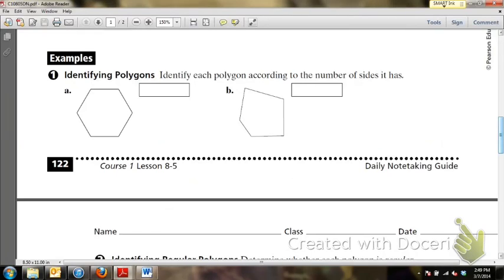Okay, in these first examples here, we're just going to name each polygon based on the number of sides. I like to mark the sides so I know which ones I've already counted. I'm not marking them that they're the same length, I'm just sort of crossing them off so I know which ones I've already counted. So 1, 2, 3, 4, 5, 6. So 6 sides makes it a hexagon. And the next one, 1, 2, 3, 4, 5 sides makes it a pentagon. And that's all. Okay, so now let's move on to the next part.